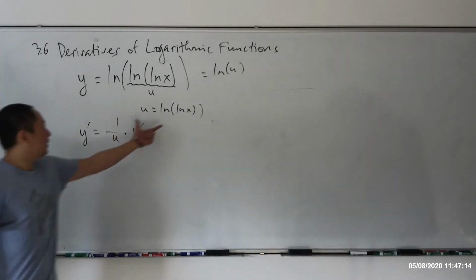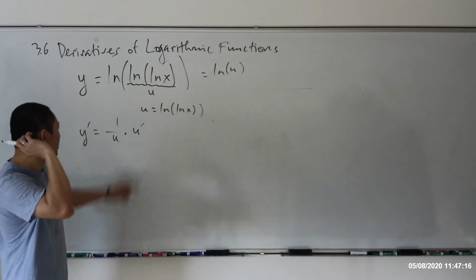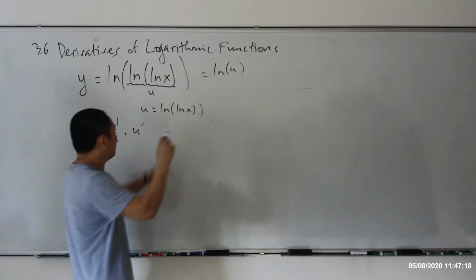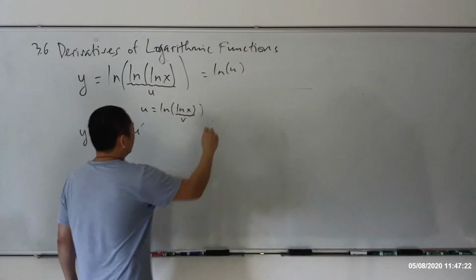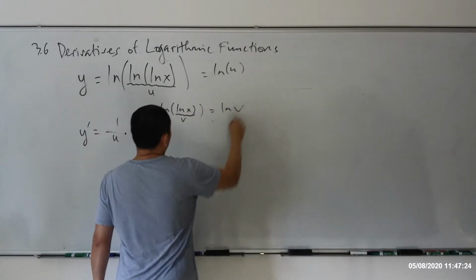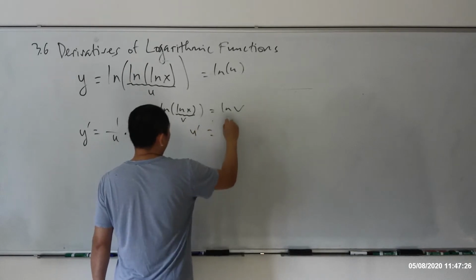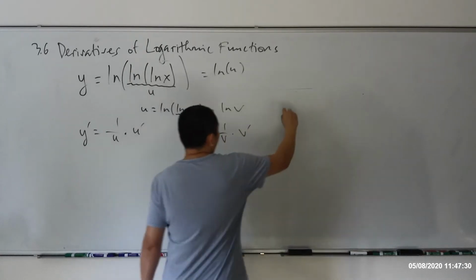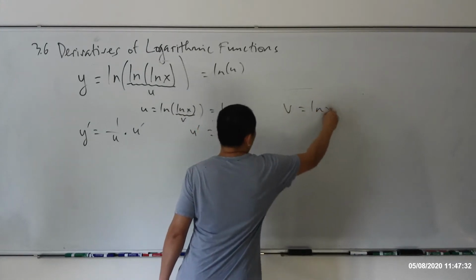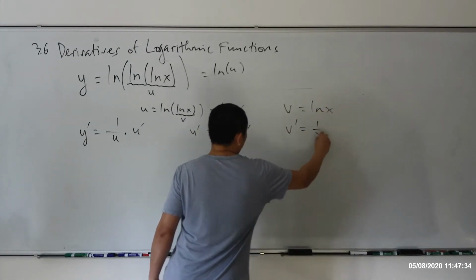Okay. So if this is your u, you have to calculate the u prime. So how do you calculate u prime? It's going to be chain rule one more time. Let's call it v. And this is going to be ln of v. So u prime is ln of v prime, which is 1 over v times v prime. And you have v is equal to ln of x. So v prime is 1 over x.